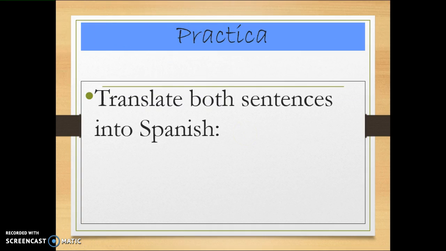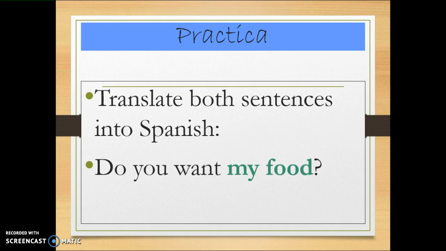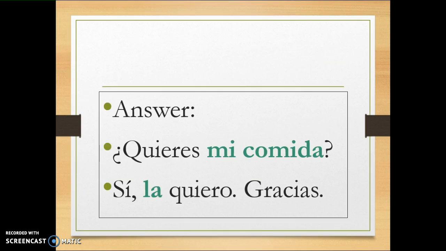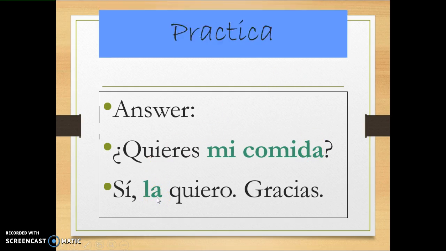Here's some práctica. Translate both sentences into Spanish. Do you want my food? Yes, I want it. Thank you. And you can pause it for some práctica, but here are the respuestas. ¿Quieres mi comida? Sí, la quiero. See, mi comida is feminine. We have to replace it with a feminine direct object pronoun.